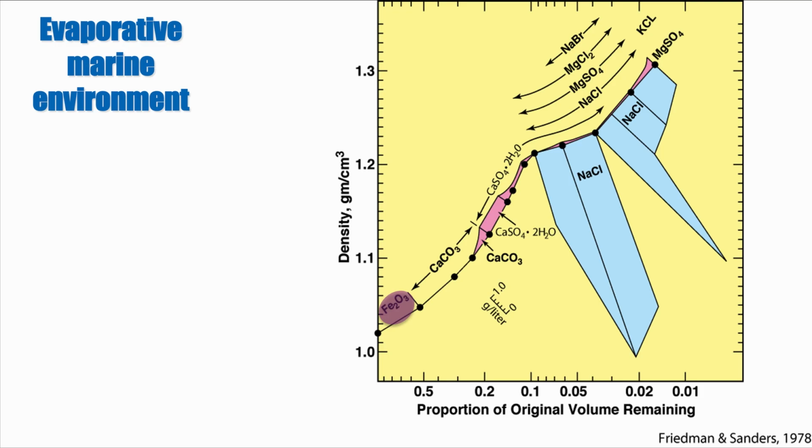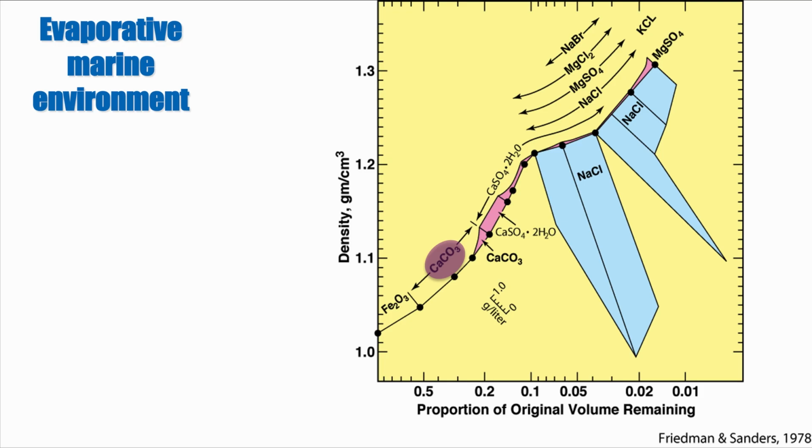We start with low amounts of iron oxide. The thickness of the line shows the amount, so it's a low amount of iron oxide. Then we go to calcium carbonate. So we have a cement that precipitates straight from seawater when you evaporate it. So that's a calcium carbonate cement. At first the volume is low, but then it becomes important when you reach about 20% of seawater remaining.